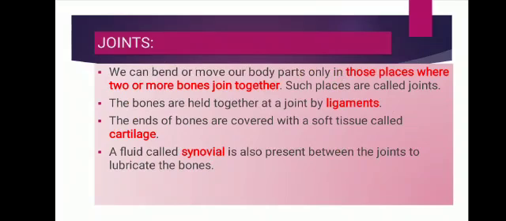Now about joints. A joint is a place where two or more bones meet in a skeleton. Joints basically help the bones in body movements, and the amount of movement depends on the type of joint. We can move our head, arms, hands, legs and feet because all these parts have bone joints.